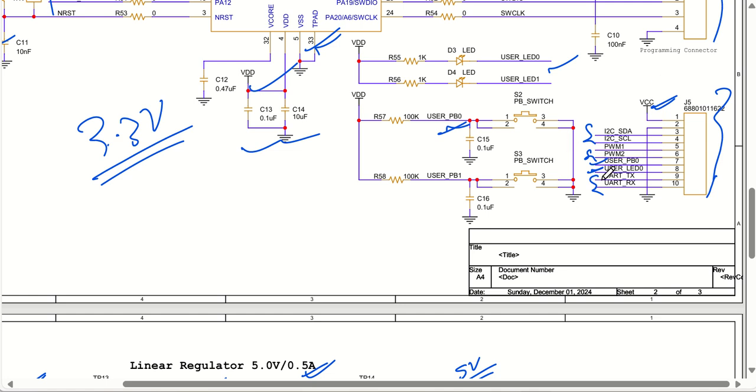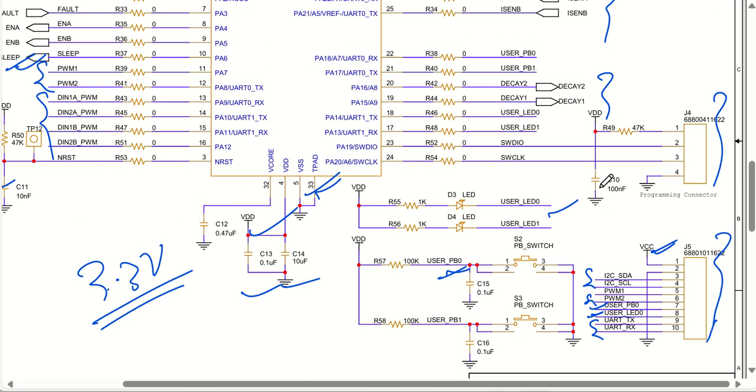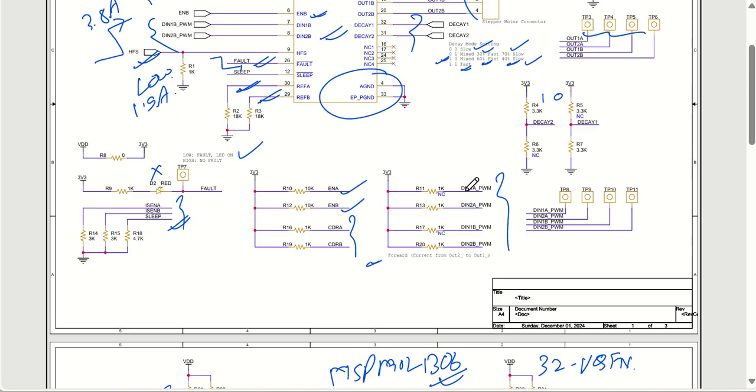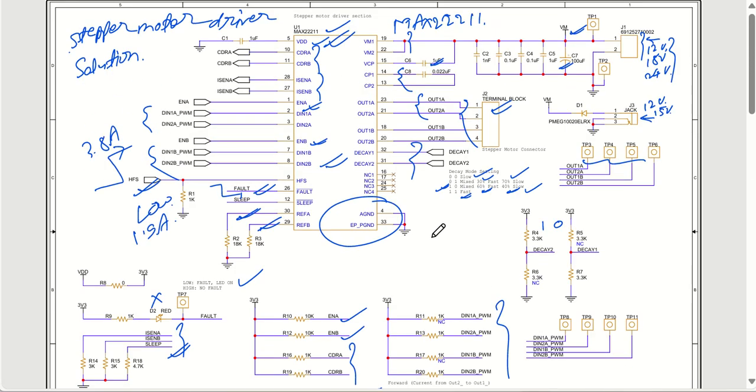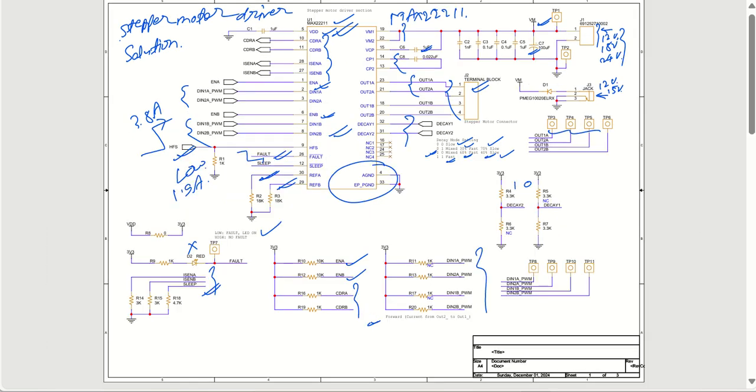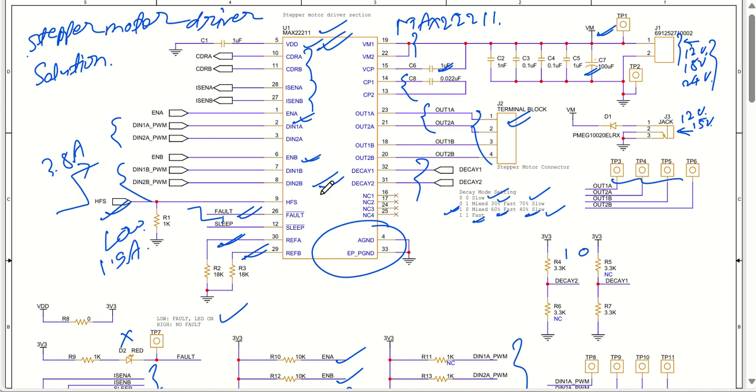Good guys, so hope you now have a clear idea about this particular motor driver circuit design, and we have the BOM and schematic design files and everything available with us. So if you wish to have this, or you want to explore the idea of stepper motor driver solutions, then you can always put down your question in the comment box and we shall be able to reach you out.